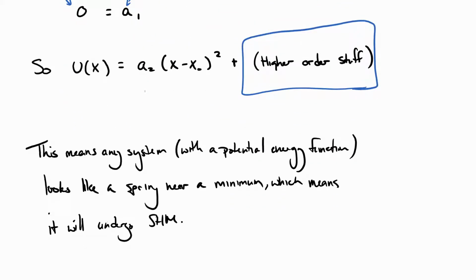And so we're going to just look at the approximation as this leading order term. The leading order term, near a minimum, will always be quadratic, which means that it's always, to leading order, going to look like a spring.